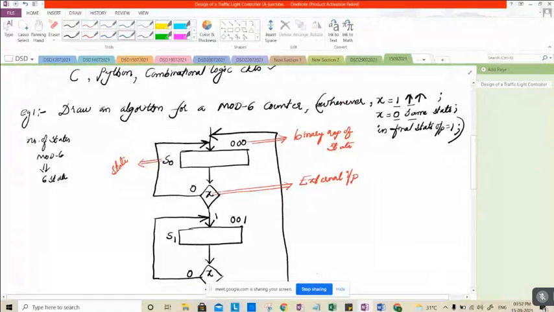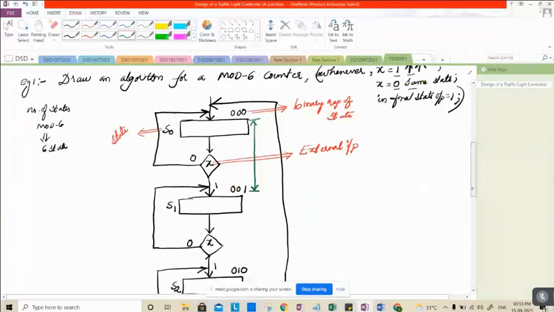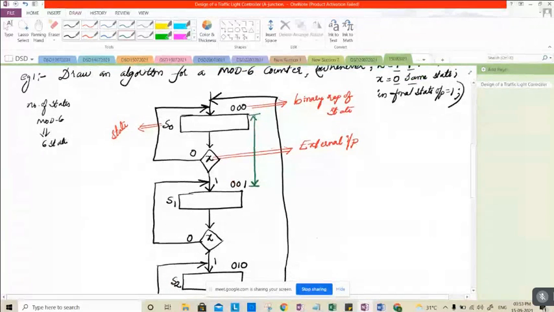Now please tell me, how many clock cycles are required from this instance to this instance? How many clock cycles are required from S0 state, then after that x is equal to 0, x is equal to 1, before entering into S1? How many clock cycles are required? One. Only one clock cycle is sufficient, right?